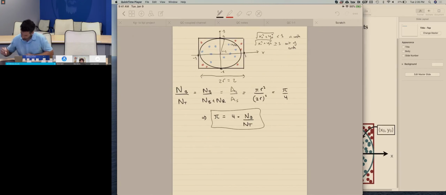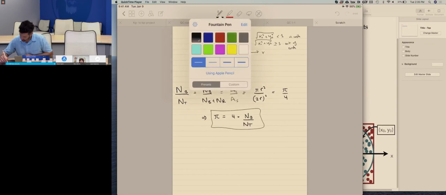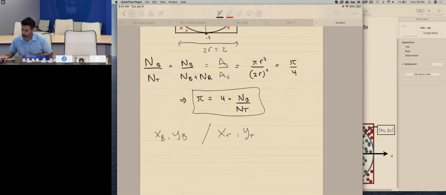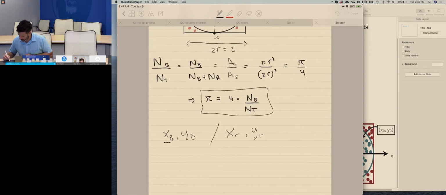So you would enumerate, you would label the points into X blue and Y blue, and then X red and Y red. All you need to know is that these are all the possible points, X and Y coordinates, that are inside of blue, and then those that are in red, right?